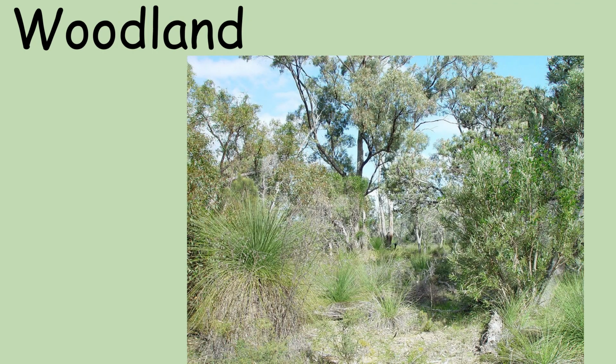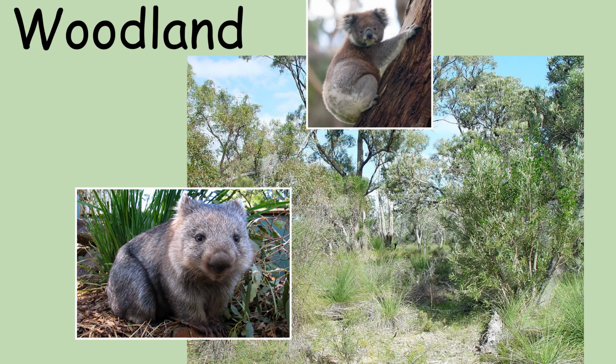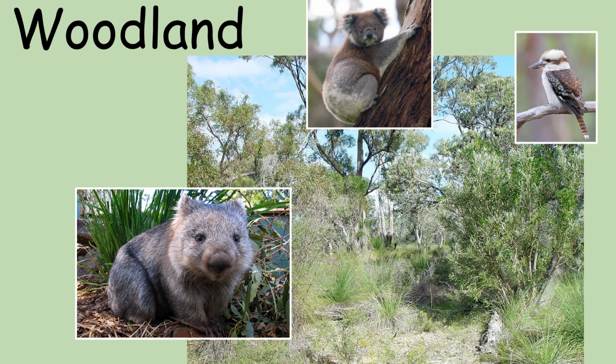Now here's a woodland. A woodland is different from the rainforest because it's more open and more sun can get into the floor, so it's drier, and the type of animals that would like to live here are a wombat and a koala and bird life like this kookaburra. Now the wombat likes to eat the grass, the koala would be up high in the trees eating the eucalyptus leaves, so both of them have protection from this type of area.